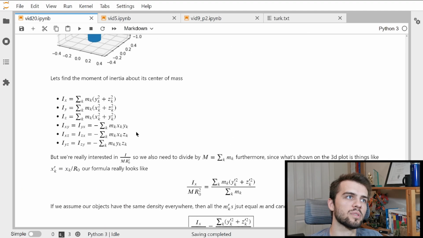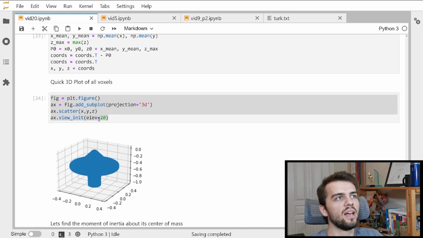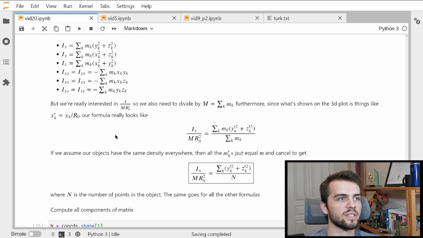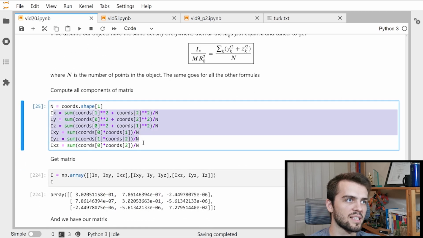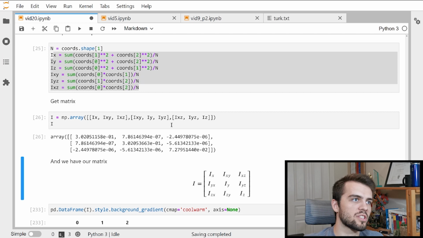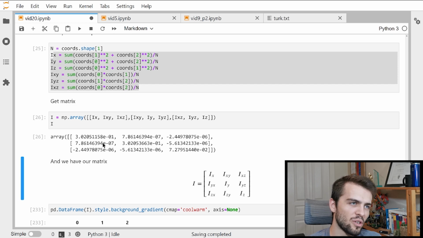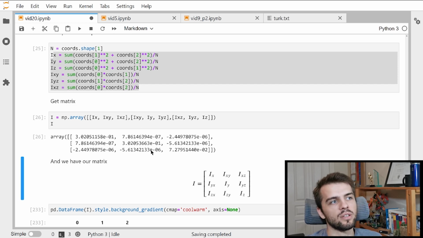Really simple. All I did was load my object, adjust it so that it was centered, and get my arrays of all my coordinates. Once I have all those arrays, I just plug them in like this, and I have all 6 moments of inertia. Very simple. And I can get the matrix. You can see that on the main diagonal, they're all non-zero. And off diagonal, they're really 0. These are really small numbers.